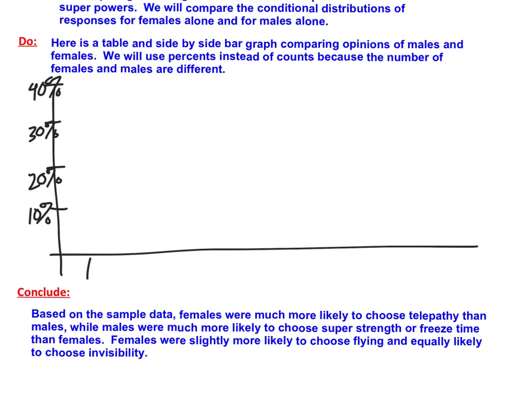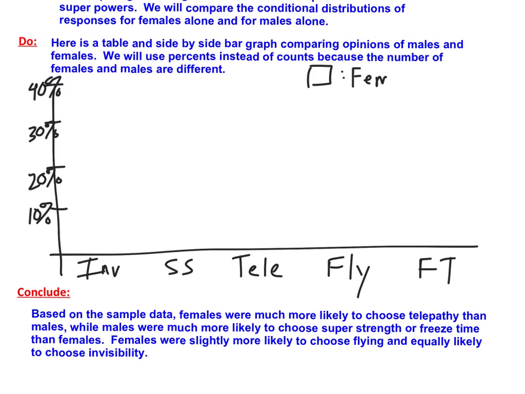Now down on the bottom, I'm going to have the same categories: invisibility, super strength, telepathy, fly, and of course, freeze time. All right, now I need a little key here that I'm going to say that if you see an empty box, that bar is talking about females. And if you see a box that has some diagonal lines through it, that represents males.